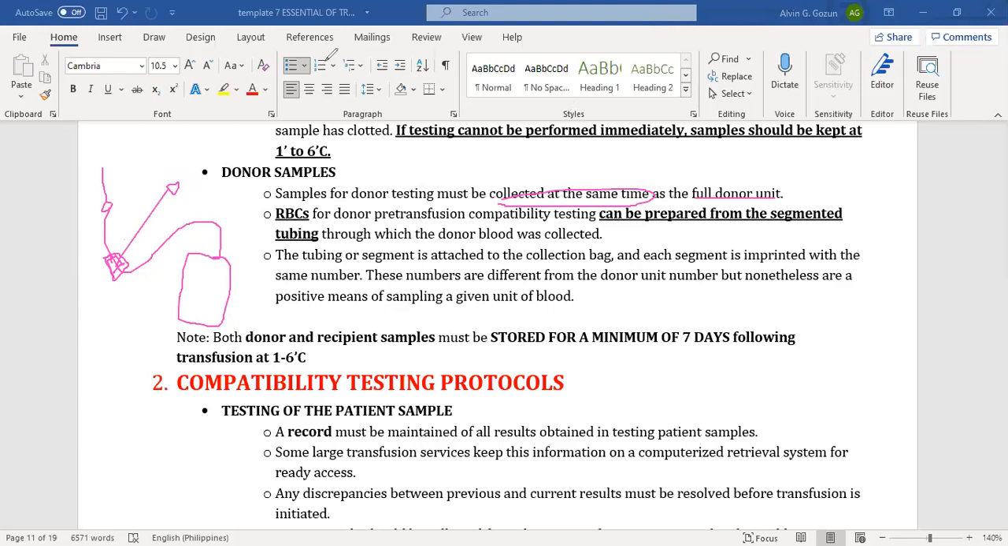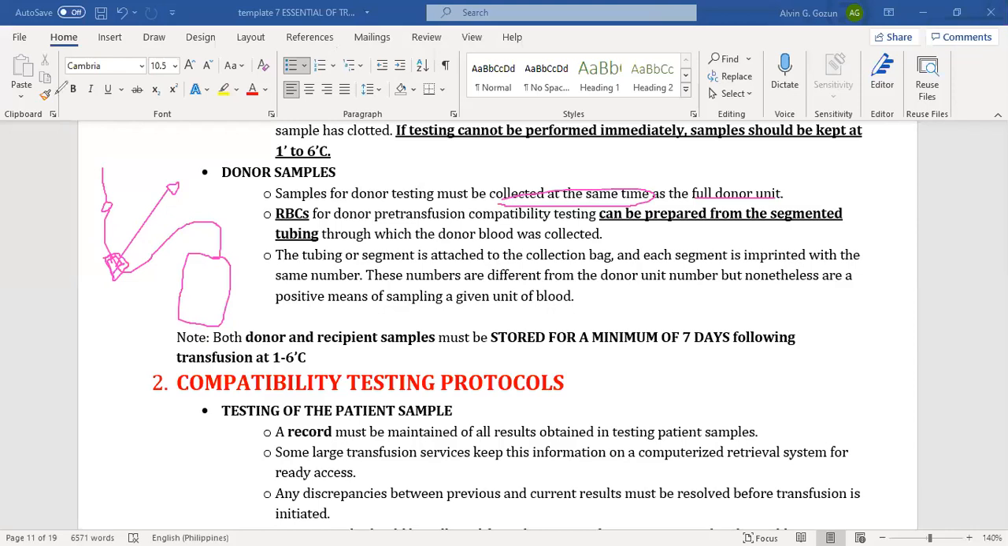Okay, very good. Okay, to sum it up, again, in collecting the patient samples or recipient samples, syempre, mag-withdraw tayo sa patient or recipient, whole blood yun. So, ang kailangan lang natin, serum or plasma, di ba? So, anong mas preferred? Serum or plasma? Serum. Okay, very good. Next, sa donor sample, kukuha tayo ng segment dun sa blood bag.